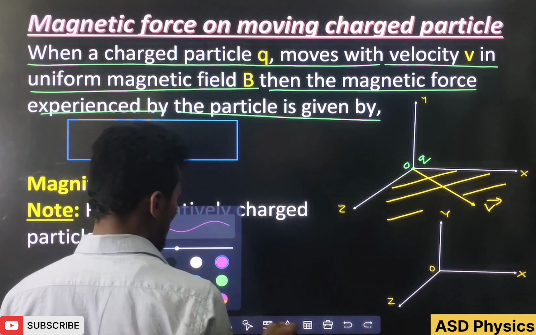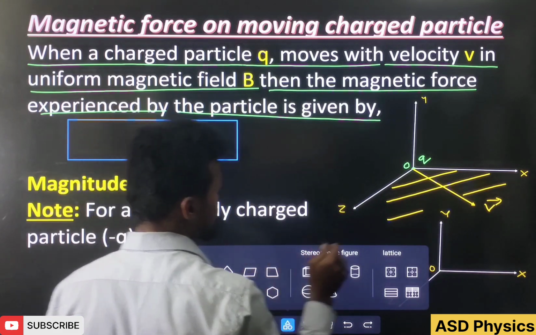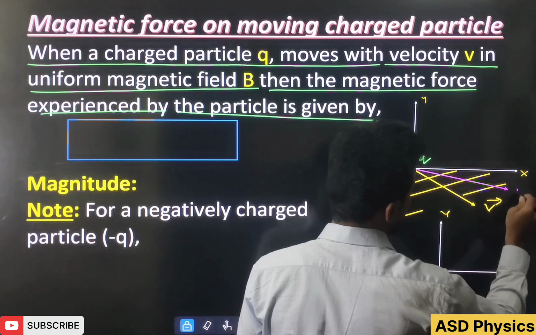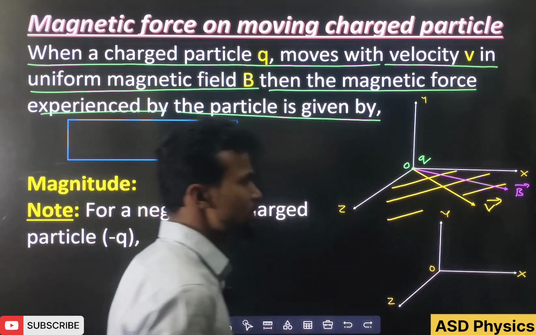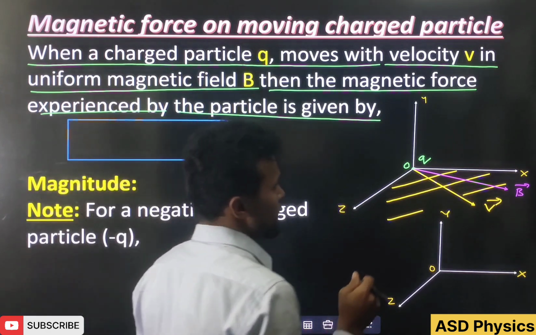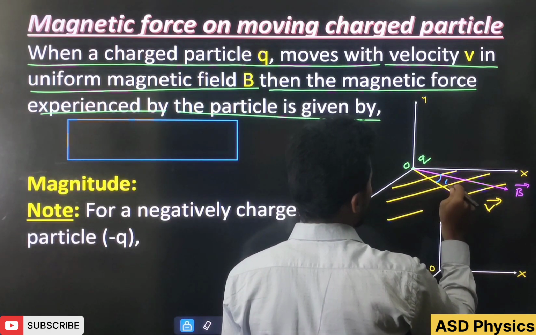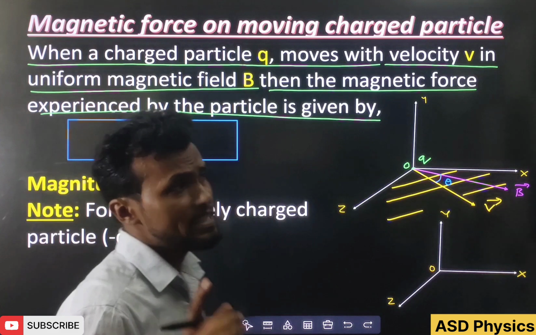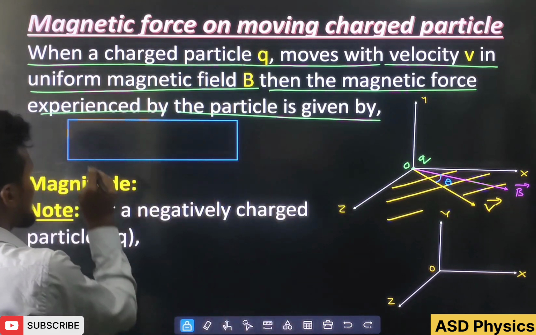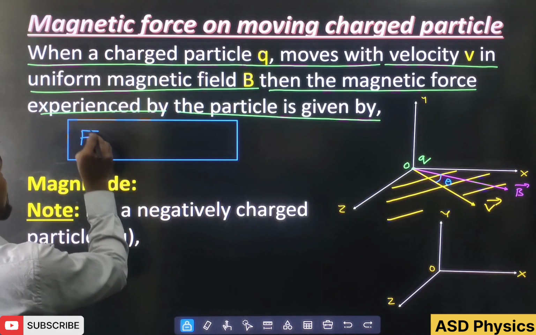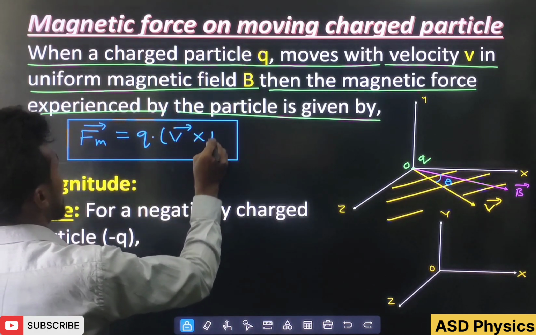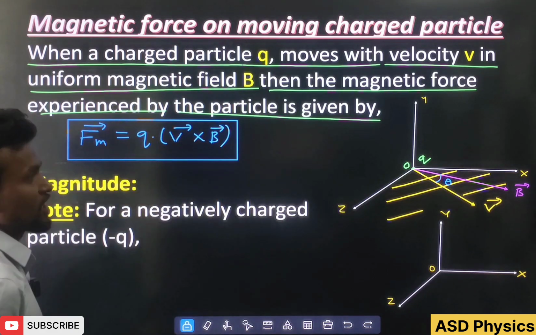And after that, if we talk about the magnetic field, let's take this is the magnetic field, for example. This magnetic field is B. In which plane have I taken it? I have taken it in the ZX plane, to keep things simple. Now let's take the angle between velocity and magnetic field as theta. In this situation, the magnetic force experienced by the charged particle, that means Fm, is given by Q times V cross B.